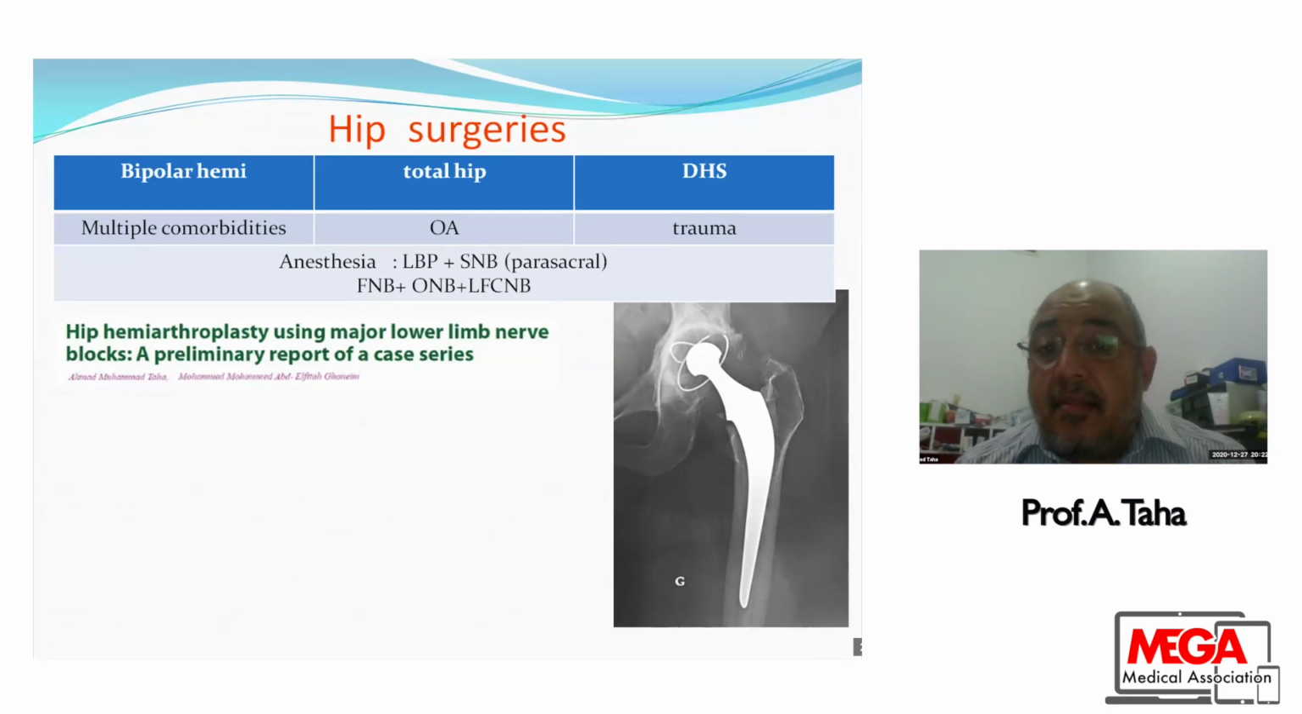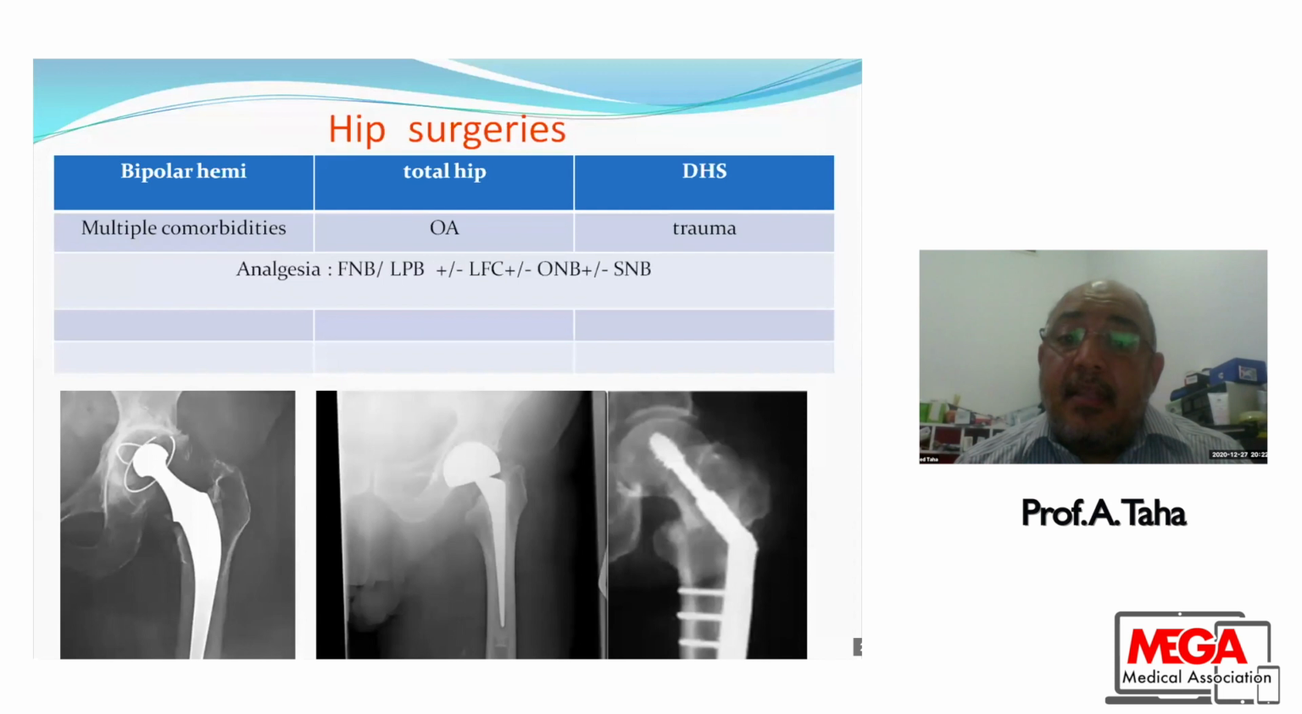So regarding anesthesia, I recommend sole anesthesia by nerve block for this kind of patient. However, if the patient is healthy, then for total hip or DHS, you can use a nerve block as analgesia. You can do lumbar plexus or femoral nerve block. If you add to the femoral nerve, you can add obturator nerve block, sciatic nerve block, lateral cutaneous nerve block, and sometimes fascial blockade. All these blocks will give good analgesia to the hip and will minimize post-operative pain and opioid intake.